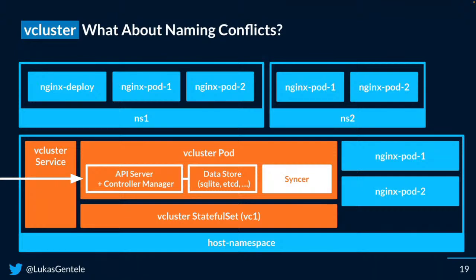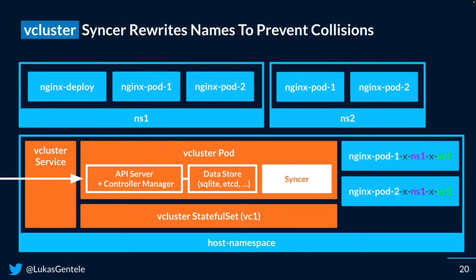We can have NS1 and NS2, and both of them have Nginx pod 1 and Nginx pod 2. Obviously, if the syncer would both sync them down and just copy them, that would be a problem, right? We would overwrite things. That's why we're actually rewriting things to prevent collisions. So we are appending the name of the namespace.